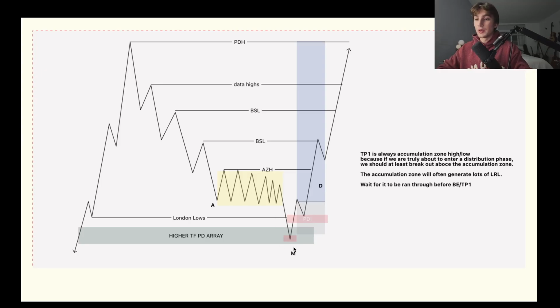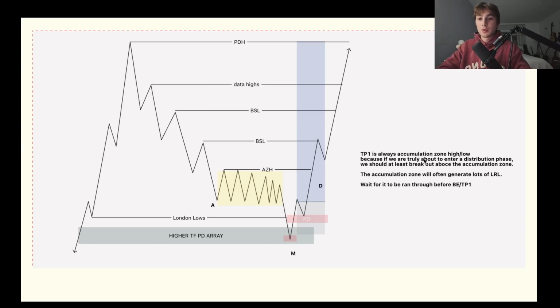If this was truly the manipulation leg, we shouldn't trade back to this low. So what happens? We enter here. Price trades to our accumulation zone highs. We should have about a 1 to 1 TP1 here, or full TP if bias isn't completely in line and we're not expecting price to just deliver all the way up. But if there's other confluence like data highs that look clean, then we can leave a runner.